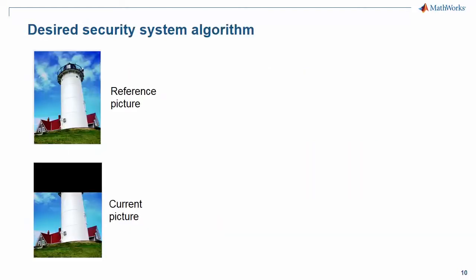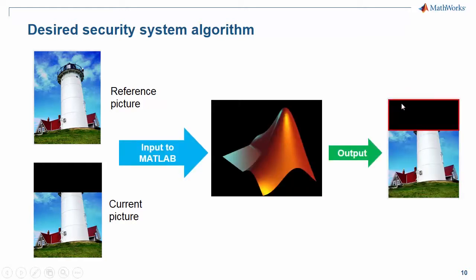The desired security algorithm should be able to take the reference picture and current picture and tell me where the difference exists. This way, we can visually confirm that the algorithm works as intended, and then I can deploy it to the hardware in the next step. Now let's go back to MATLAB.